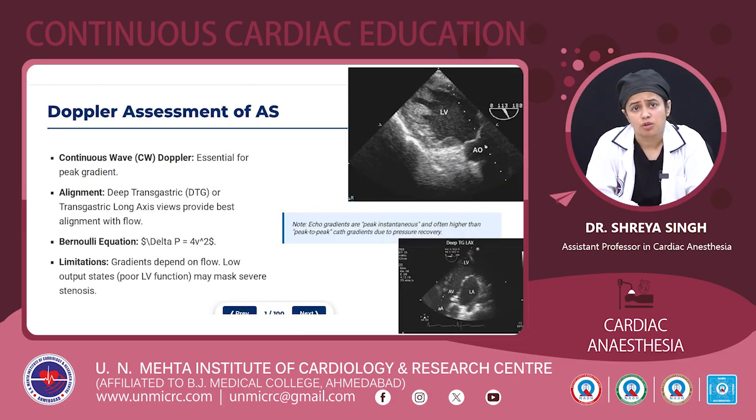Then coming to the Doppler assessment of aortic stenosis, usually we use the continuous wave Doppler, which is essential to measure the peak gradient. For proper alignment, we have the deep transgastric views or the transgastric long axis views, which align with the flow. It uses Bernoulli's equation, which is delta P equals 4 times velocity squared. The limitation is that the gradient depends on the flow. So any low output state or a poor LV function may mask severe stenosis.